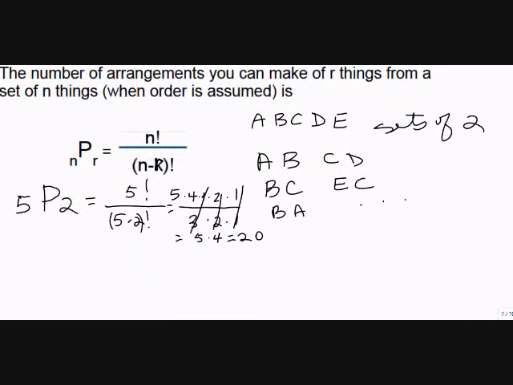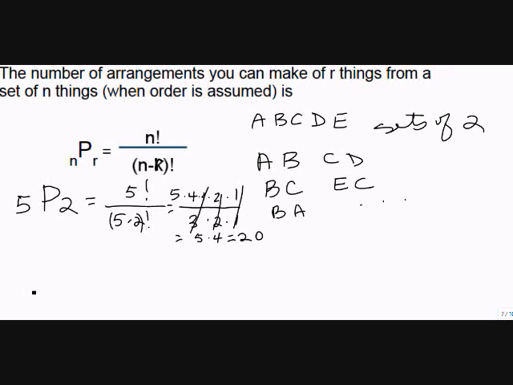It's a factorial that stops. So instead of being 5 times 4 times 3 times 2 times 1, as it would have been to arrange all 5 letters, we stop because we just want to do 2 letters. We do 5 times 4. We just do the first 2 numbers in my factorial. So that little division there helps me stop.